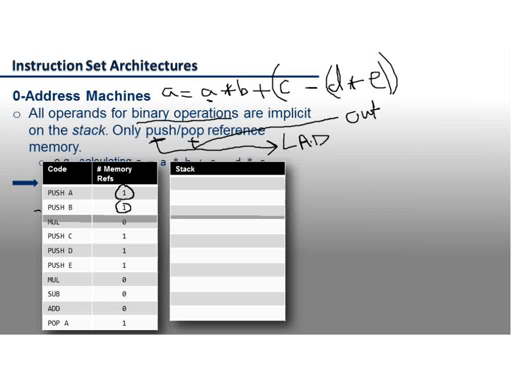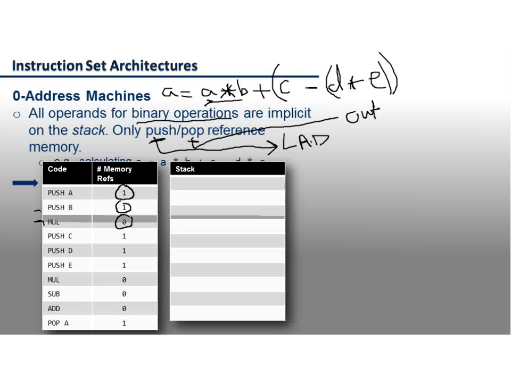Then we're doing the multiplication. So we have A and we have B, and now we need to multiply them. Now the multiplication has no value itself. So the symbol multiplication has no value, so it is 0 on the memory reference, because it is only an operation. Now we finished this part.